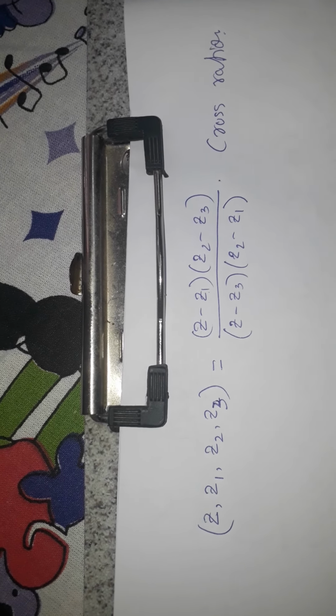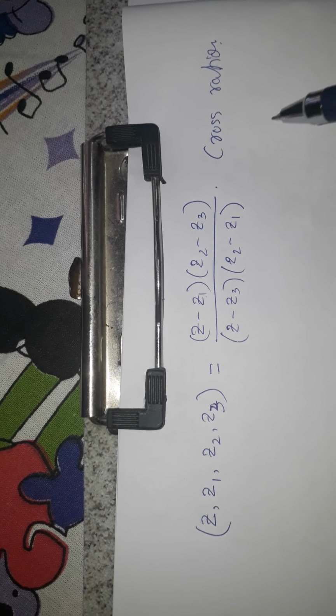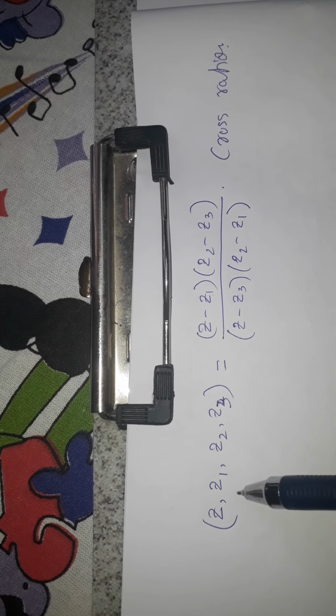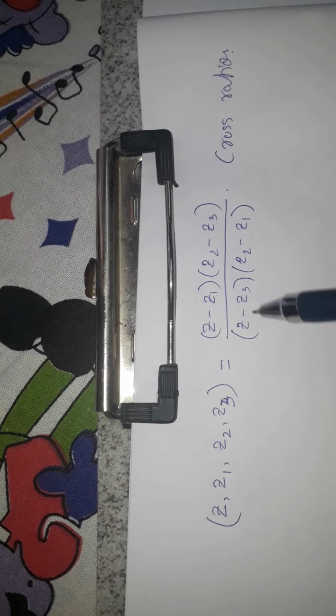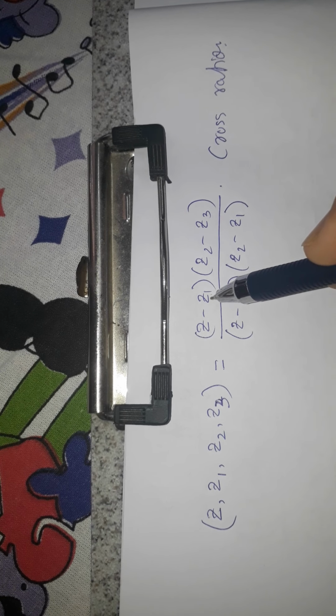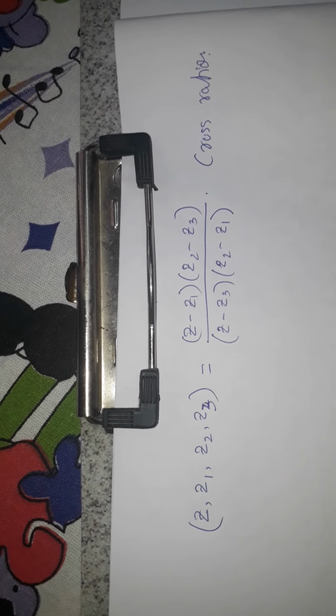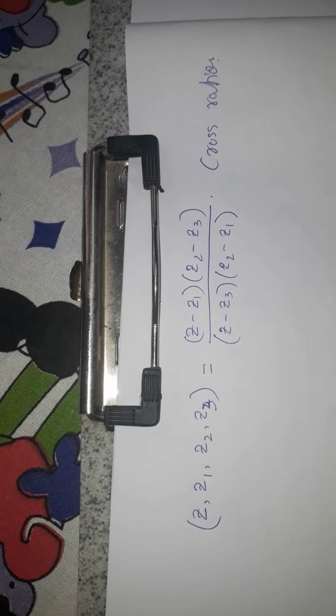And so you can check how many different cross ratios there are. For example, you can change this to z minus z2 and z1 minus z3, etc. Okay, so in that way also this cross ratio can be defined.